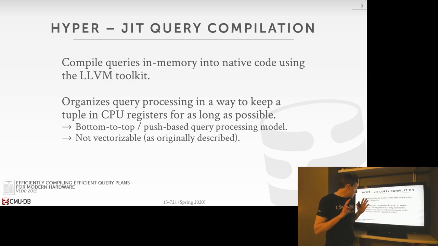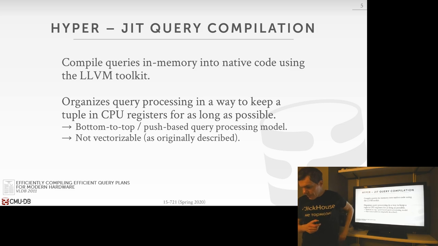As described in the 2011 paper on Hyper and in the newer version, Umbra, that the Germans have been building, this compilation model does not assume that you're doing any vectorization. It's that push-based model again, grabbing one tuple and riding it up the pipeline. But at the end of this lecture, we'll see a technique we developed that can combine both of them.